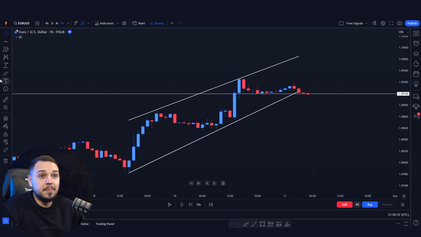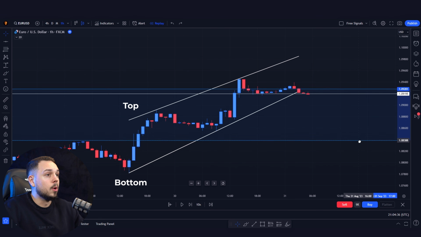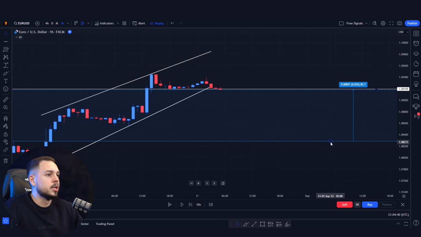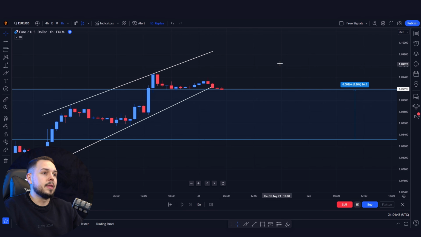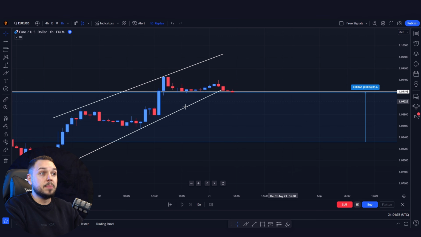Now, if we simply measure the top and bottom of the wedge and drag where the actual breakout happens, so just somewhere over here, make the wedge slightly smaller. Around here seems pretty good. So that's around 86 pips potential profit because of this wedge.